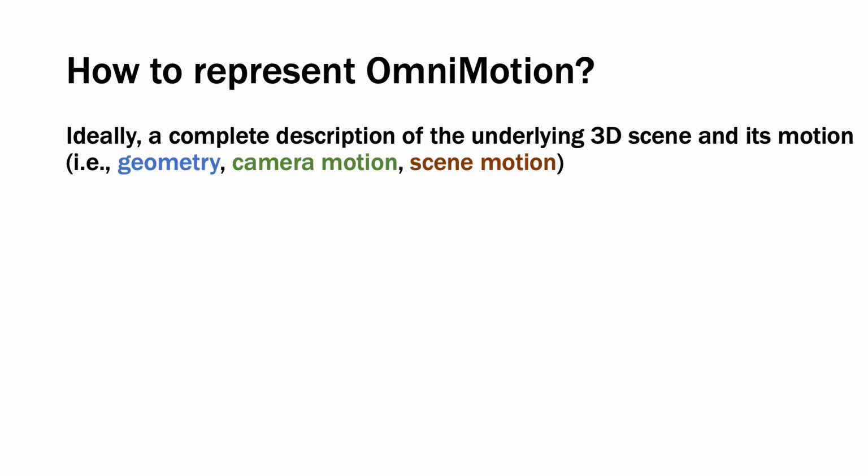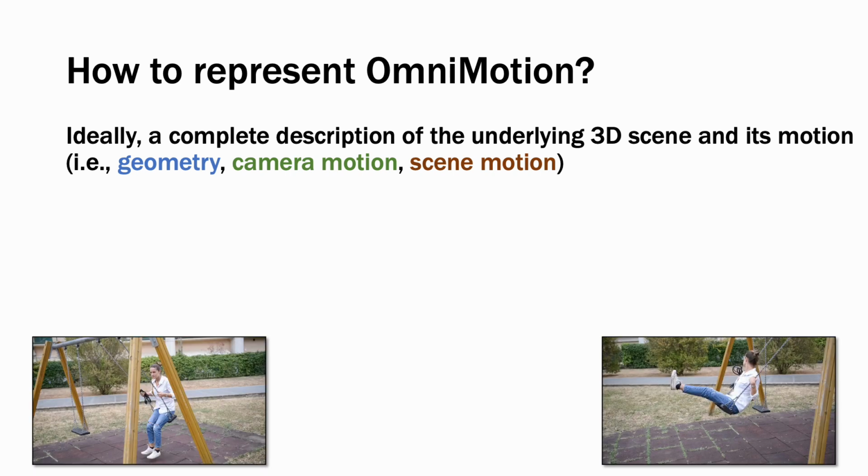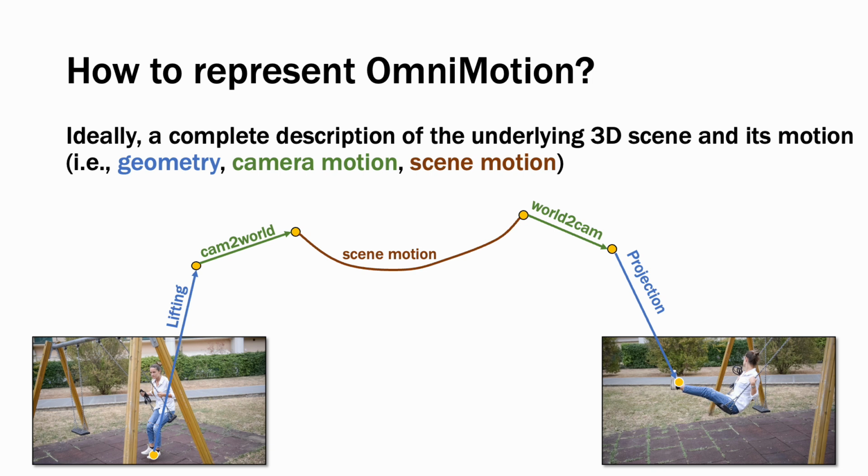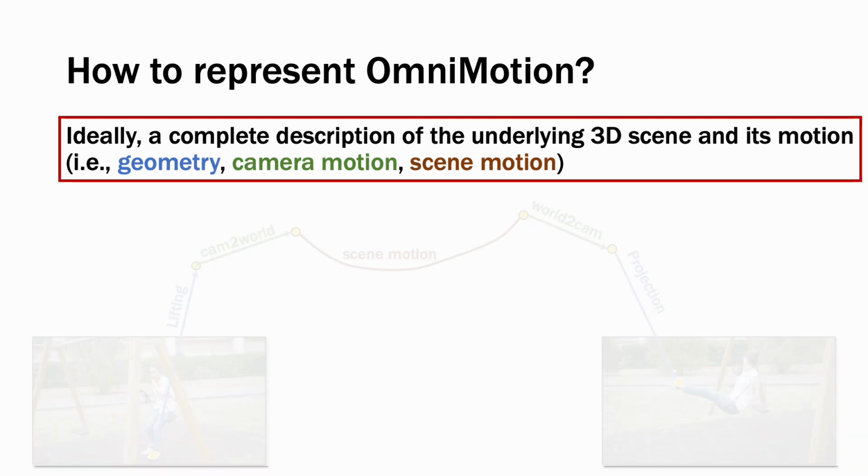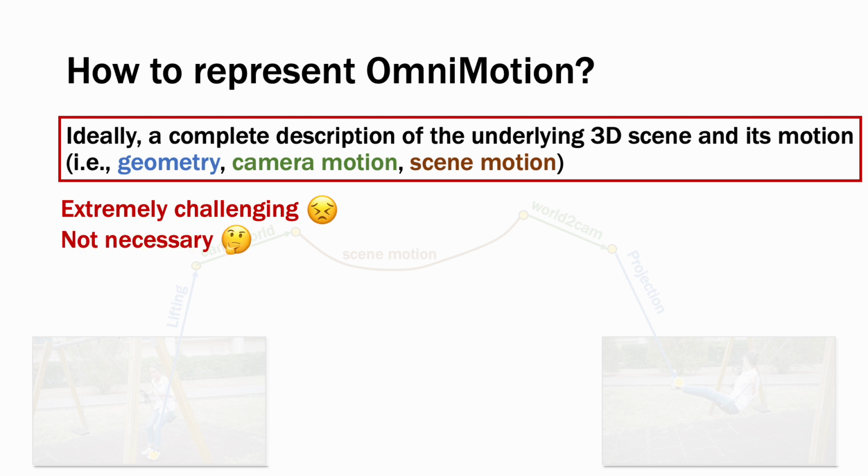An ideal solution would be to recover a complete description of the underlying 3D scene and its motion. 2D motion could then be easily computed by lifting a point into 3D, applying camera and scene motion, and then projecting it back into 2D. However, solving this inverse problem is challenging and may not even be necessary for modeling 2D motion. Can we simplify the problem while preserving the benefits of an explicit 3D representation?